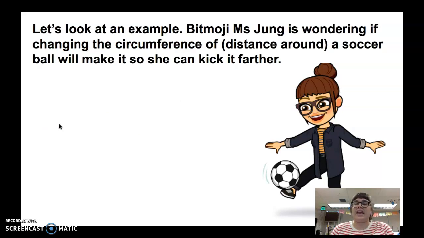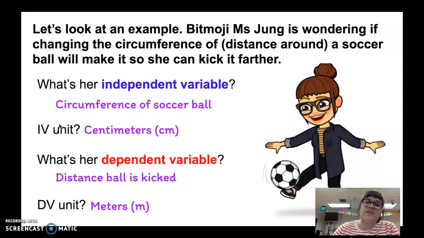Jung is back at it again, and she is wondering if changing the circumference of a soccer ball, which is the distance around, will make it so that she can kick it farther. So in our last video, we figured out that our independent variable is the circumference of the soccer ball, the distance around. Its unit would be centimeters.